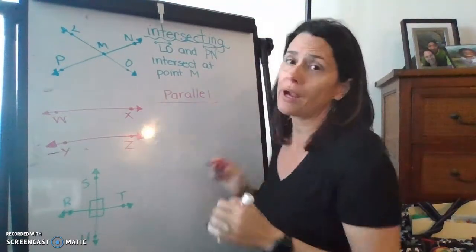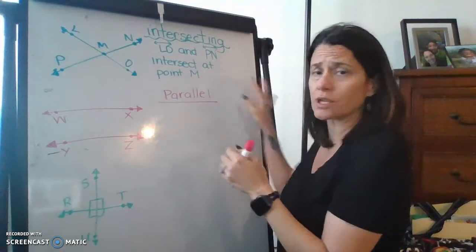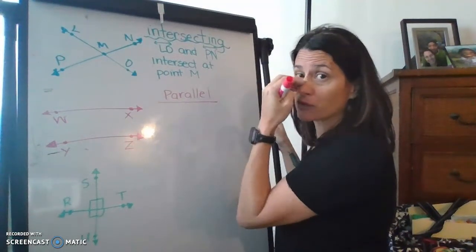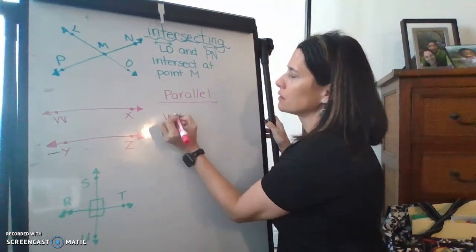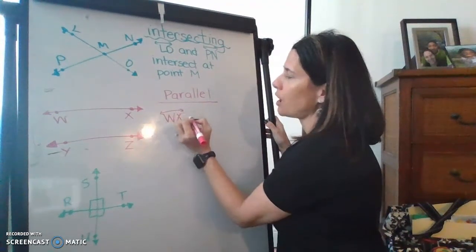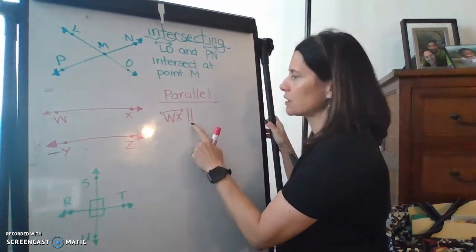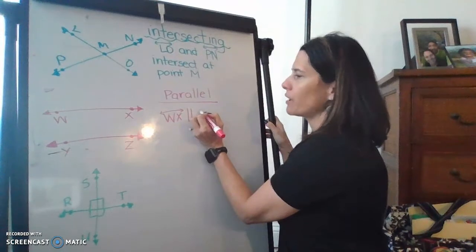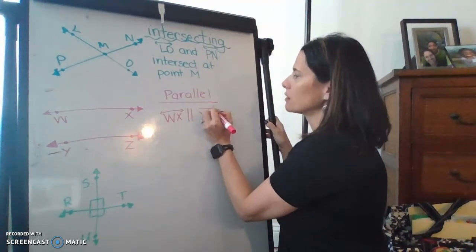So writing parallel lines, it's a different symbol. It's no words on here, but this is how you write it in math terms with parallel lines. So I'm going to say WX. Don't forget to put the symbol on top. And this is the sign for parallel. Looks like two L's or an 11, is parallel to line YZ.